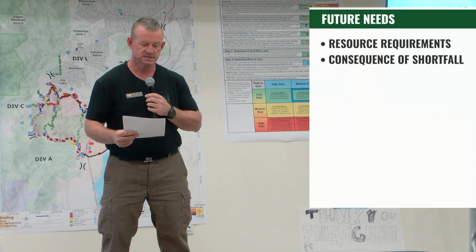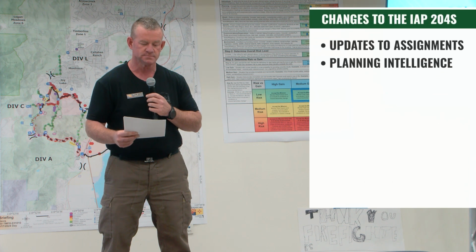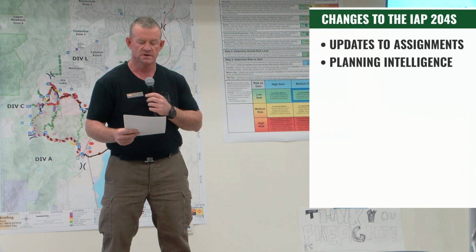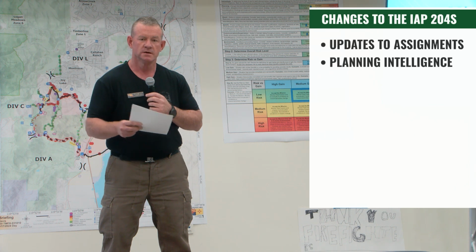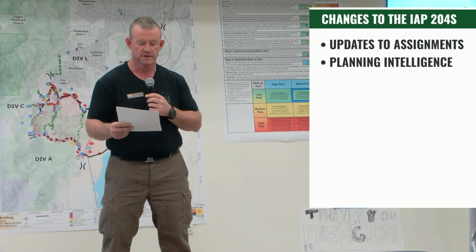All right, the next section is the changes to your IAP 204s. Updates on assignments, reporting changes on the 204s, or the need for updates in the next IAP. Example would be last work days of water tender, if it wasn't accurate, the crew size, and then the spelling and the names for anybody on there. If you didn't get that information reported in the morning and you've got it now, get that to planning ops, and that way it can get on the plan for the next day.